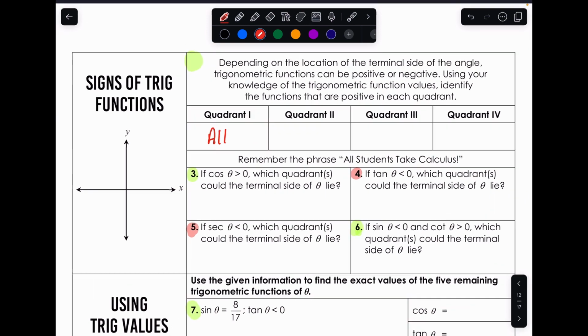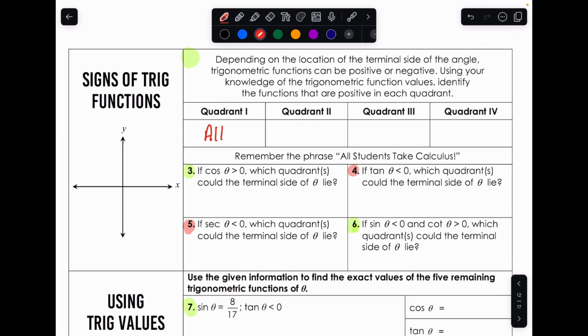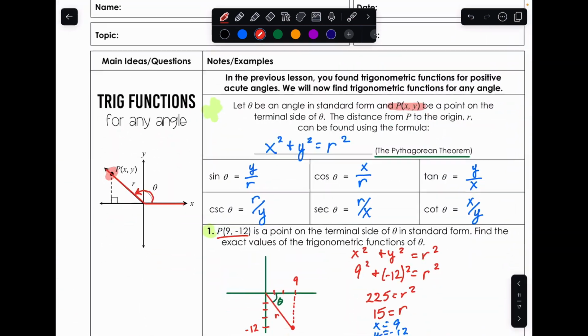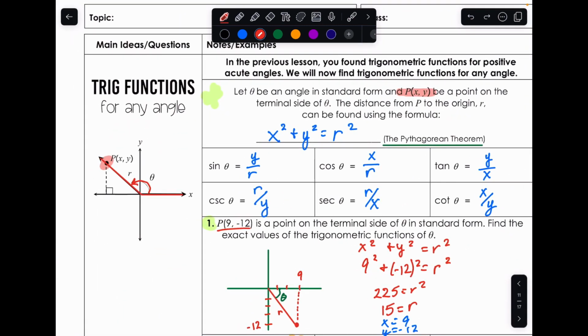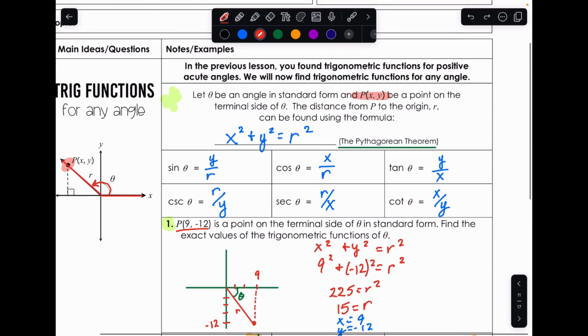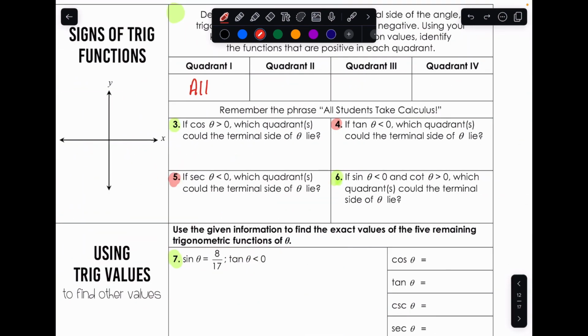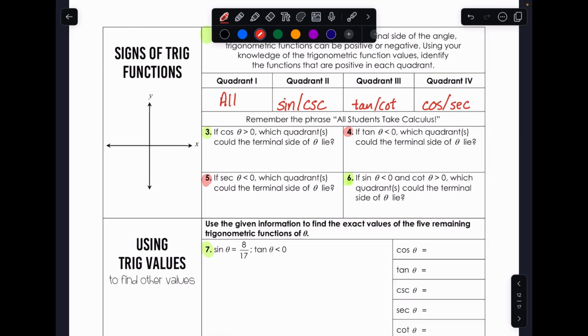In quadrant 2, if you try to think back and look at your notes, which values did we see being negative? And looking at the values here, I can tell that sine and cosecant are the functions that are positive. So sine and cosecant. Remember that those are reciprocal functions. And then we have which ones are going to be positive in quadrant 3. Those will always be tangent and cotangent. And in quadrant 4, you're going to have cosine and secant. Cosine and secant.